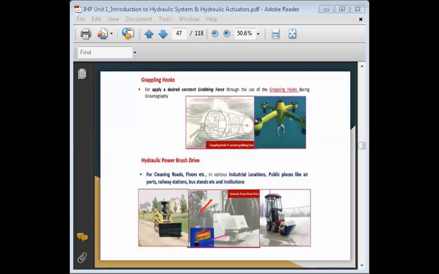Then another application, which we have already seen: the hydraulic power brush, used for cleaning roads, floors, etc. in various industrial locations or public places like airports, railway stations, bus stands, and in some institutions also. So that is another application.